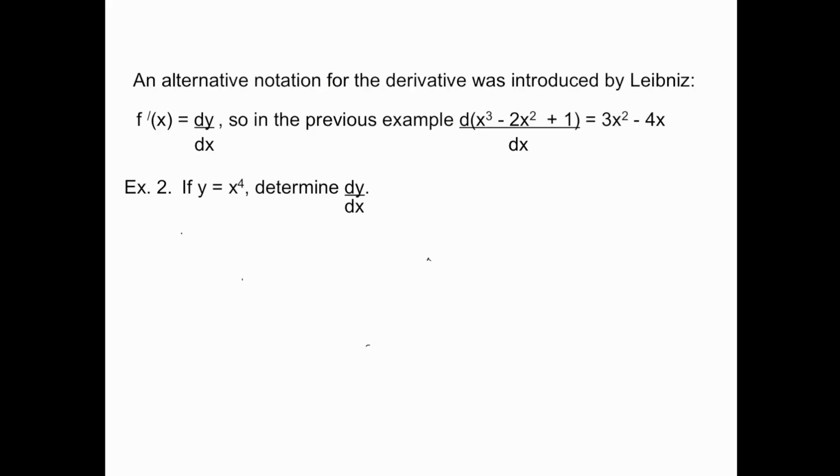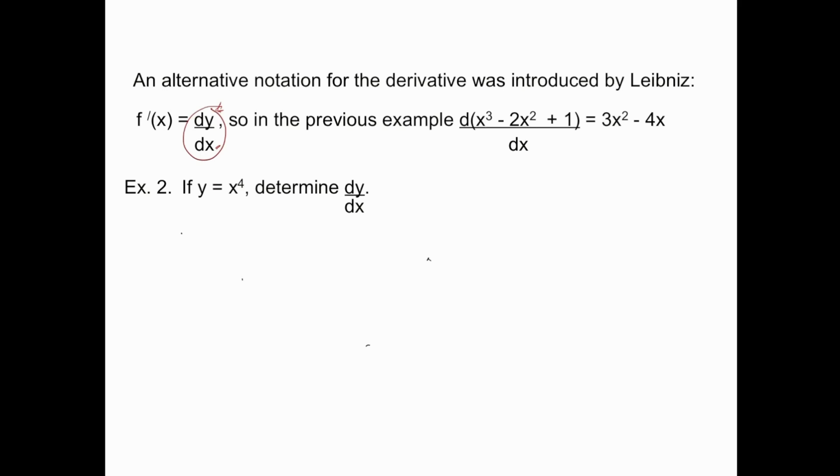An alternative notation for the derivative was introduced by Leibniz at the same time as Newton. He was around at the same time that Newton was inventing calculus. And he writes it as f prime of x is equal to dy over dx. Sorry, no prime there, I just was trying to show you dy over dx. So in the previous example, we would have d of x cubed minus 2x squared plus 1 all over dx, which actually does end up equaling 3x squared minus 4x.